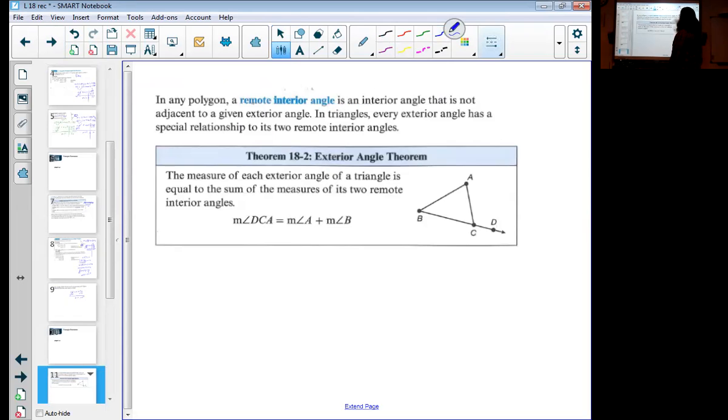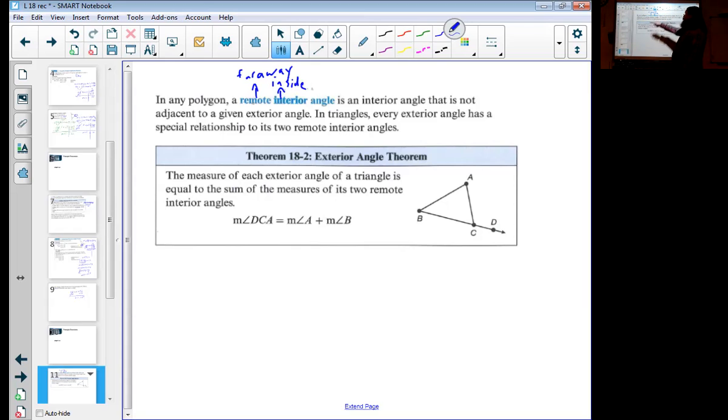So remote, when I think about remote, this is like a remote control. It's so that you don't have to walk up to your TV and hit the button on the side of the screen. The system's far away. Interior, remember we've been talking about interior. This is when we have couches and tables, so it's on the inside. So using those connections that we have made and will continue to use, if we have a remote interior angle, that means it is an angle on the inside that is far away.